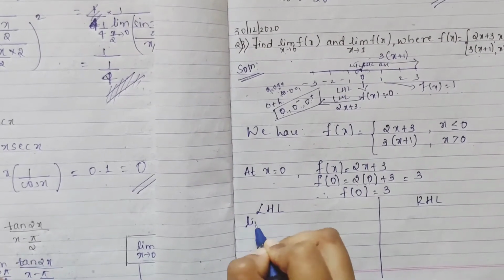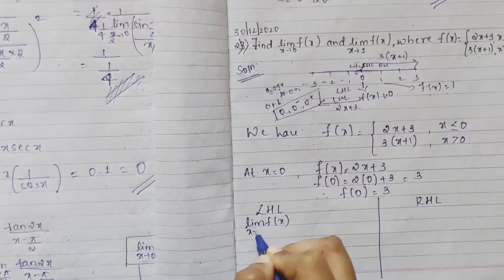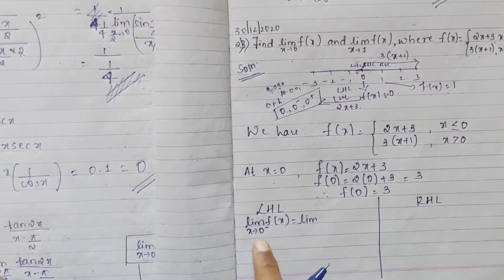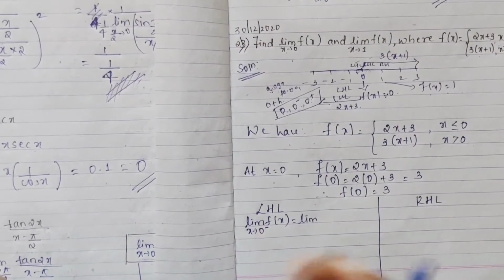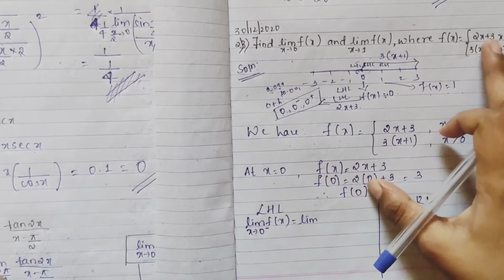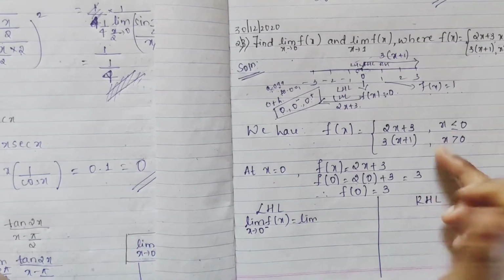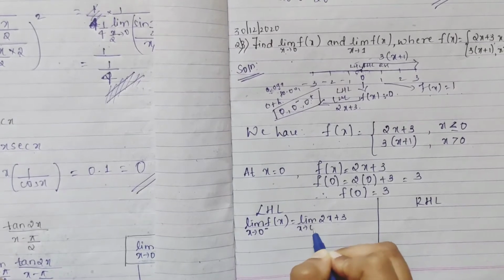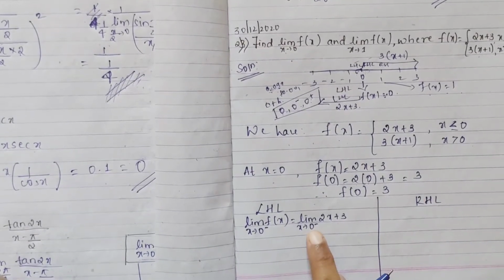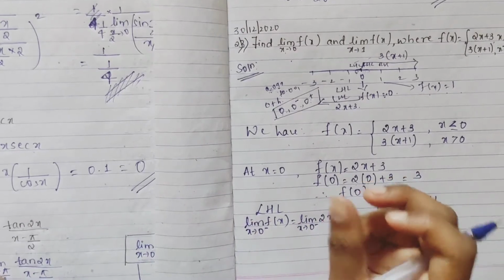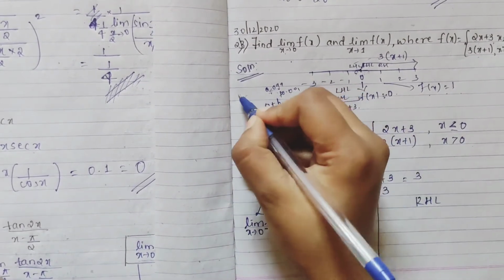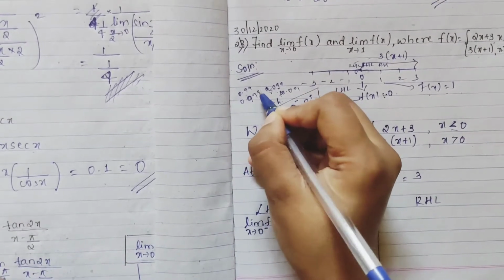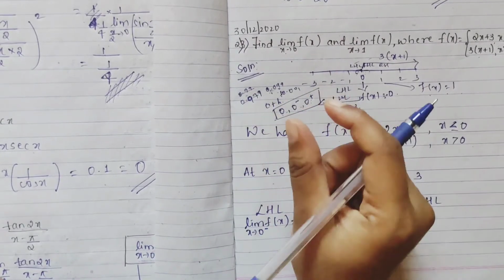Now LHL, how does it become? Limit f(x) as x tends to 0 minus. 0 minus means it is LHL, which is less than 0. So for less than 0, your function will be what? When x is less than 0, your function is again 2x plus 3. Whenever x is less than, you are subtracting some number. That number may vary, as I have said: you can take 0.99, some may take 0.09 or some may take 0.999. It varies, but we know that we have to subtract some number.